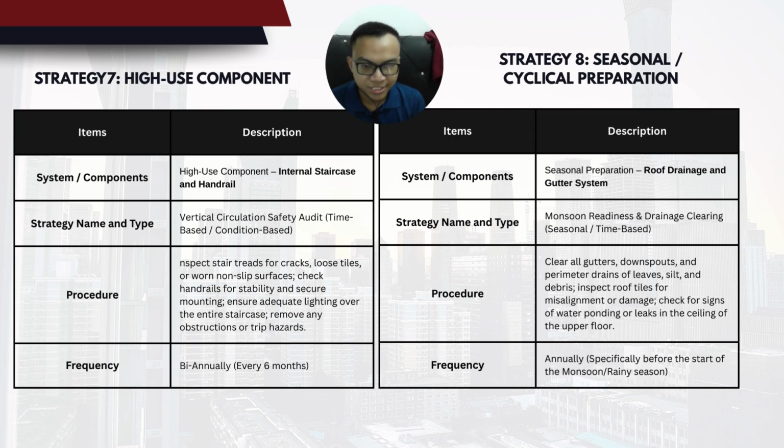And for procedure, clear all gutters, downspouts, and perimeter drains of leaves, silt, and debris. Inspect roof tiles for misalignment or damage. Check for signs of water ponding or leaks in the ceiling of the upper floor. For the frequency, it is annually, especially before the start of the monsoon or rainy season.